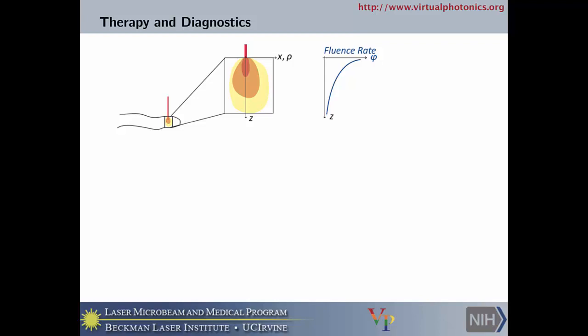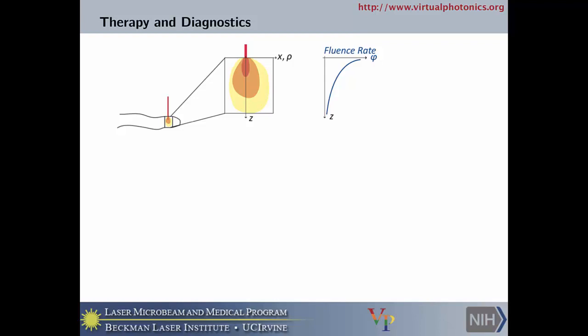So the way to measure the total amount of light that is resident at any point, the metric that we use for that is called the fluence rate. We typically use the Greek letter phi. And just if you're looking along this central point, rho or x equals 0 and z, you're going to have some decay of that fluence rate, right?